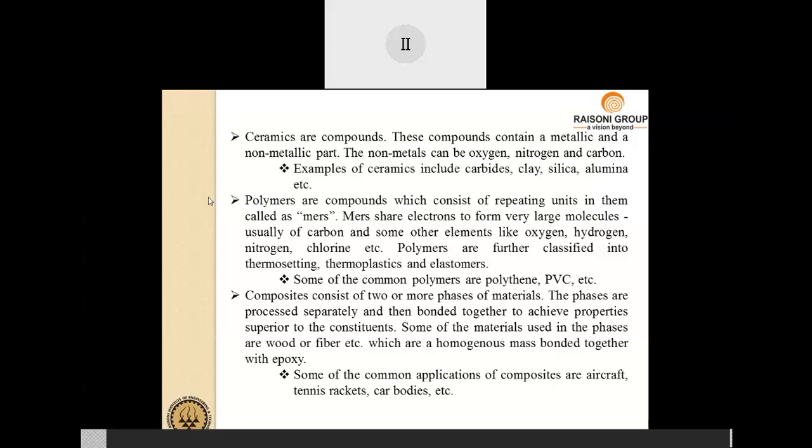Here in non-metallic parts we have oxygen, nitrogen, and carbon. So different examples of ceramics are carbides, silica, alumina, clay, etc.